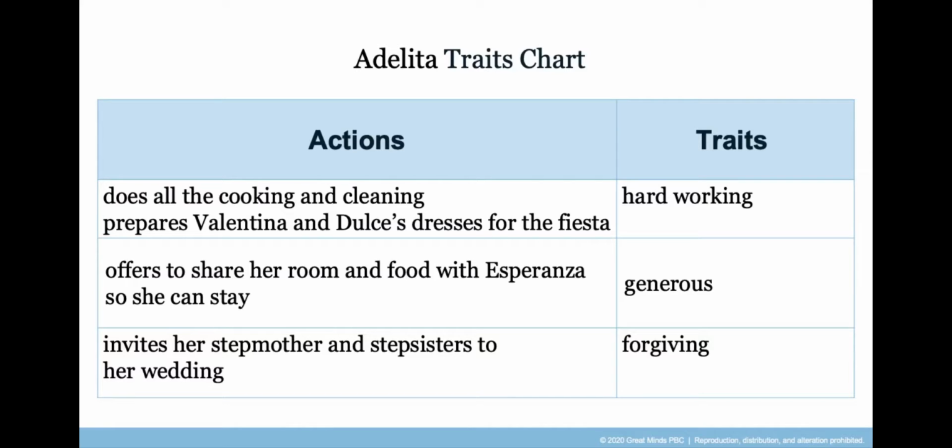Now, remember, Adelita's actions provide the evidence that you will use for your reason. And in your reason sentence, you will explain an action that shows the trait that you admire. So, for example, if I said that Adelita was forgiving, the evidence I would use would be that she invites her stepmother and stepsisters to her wedding. Remember, if you have chosen a trait that's written in your journal, you're going to need to look back in your journal for the action as well. I'd like you to point to or just say the action that goes with the character trait that you've chosen. Did you point or did you say it?